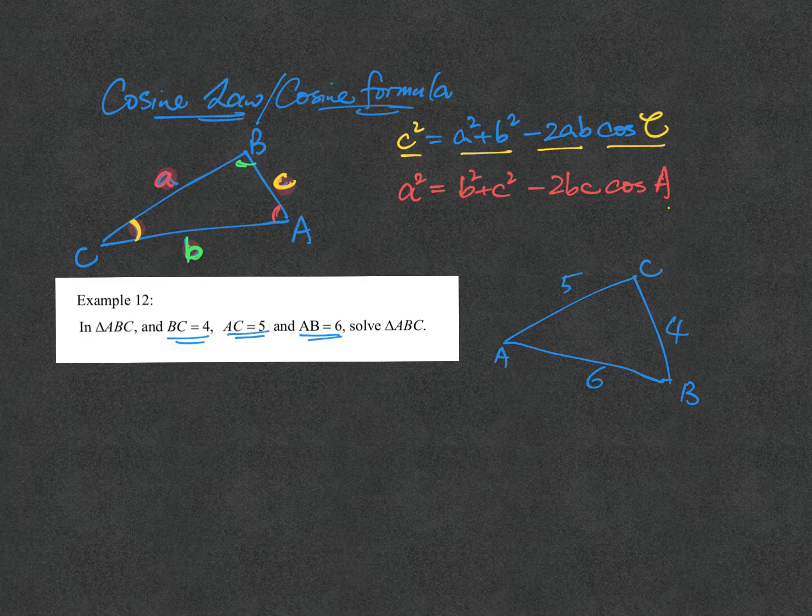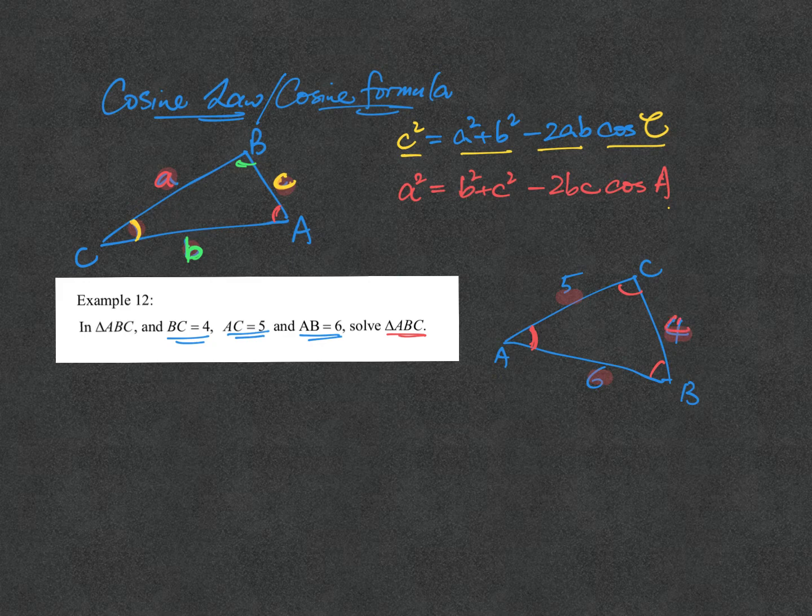Now can you see that the question includes side, side, and side? Three lengths are given to you, so it is very likely that the cosine formula is to be applied. You are going to solve the triangle ABC, so we are still missing angle A, angle B, and angle C in the question. Now let's start with angle A first.